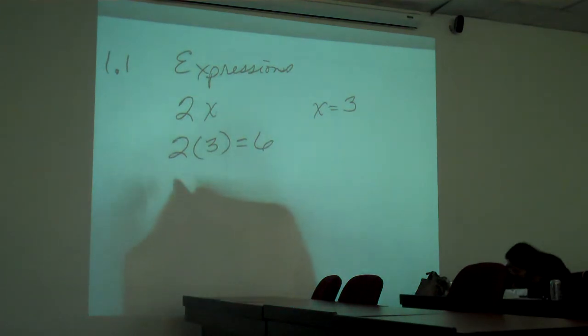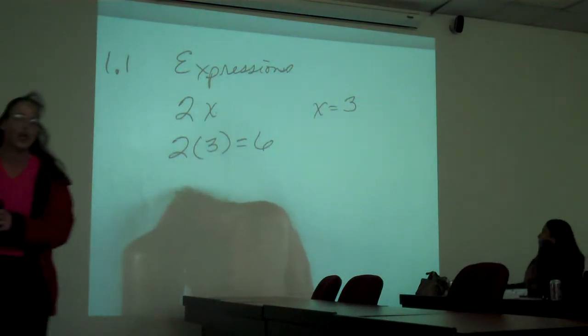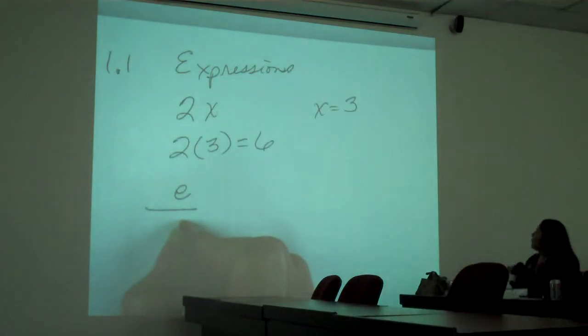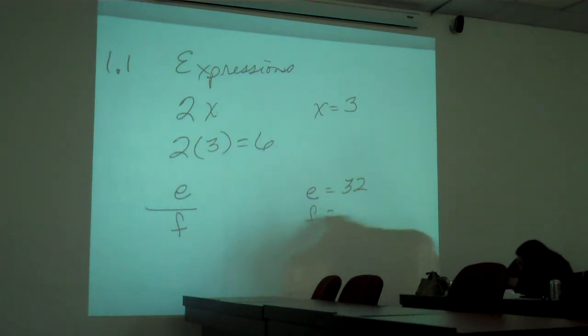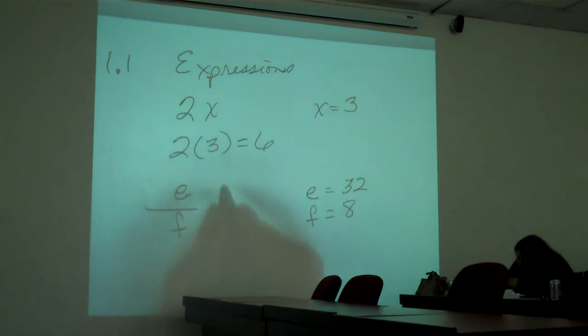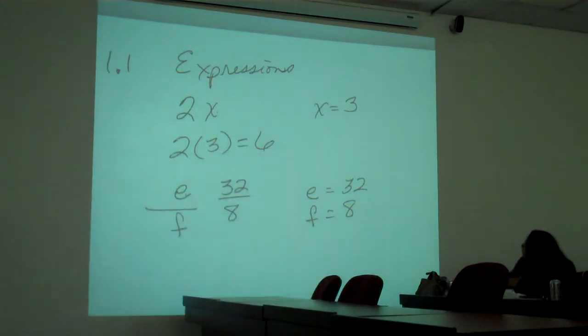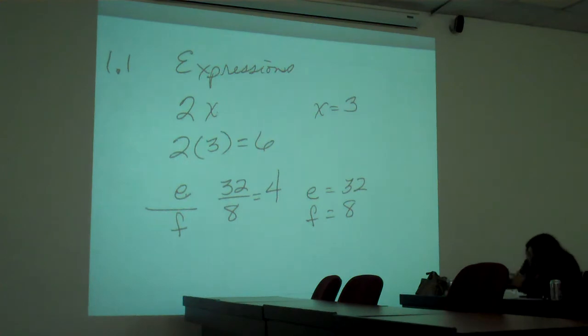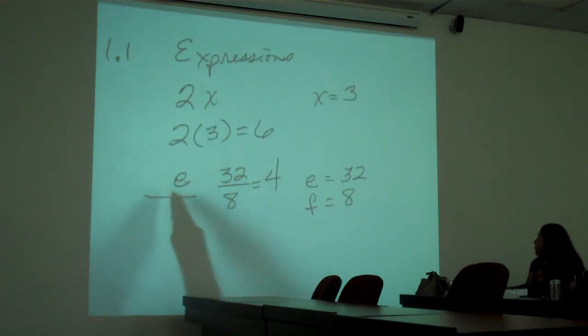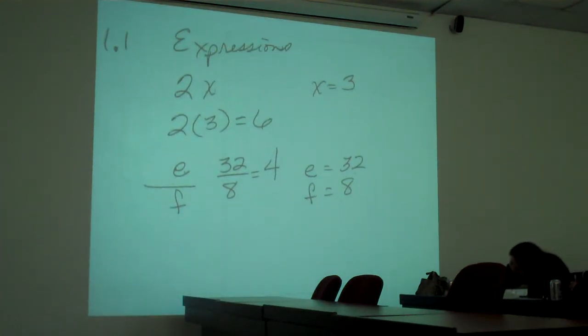Okay, if you have an expression like E over F, if E is 32 and F is 8, you would have 32 divided by 8, which is 4. So all you have to do is replace the letter with the number. The letter is called a variable, so you replace the variable with the number it represents.